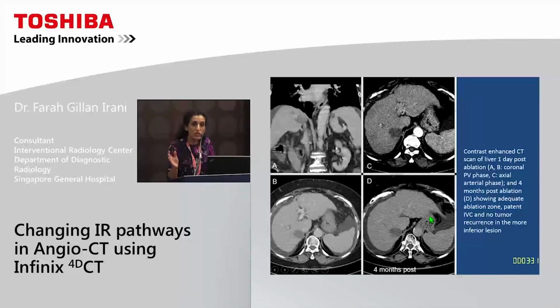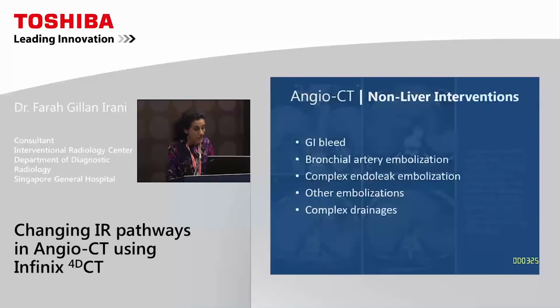So having the angio system and the CT together really improves your ability to do very complex intervention with a great deal of ease. So is it only useful in the liver? No, it's very useful in other areas as well. And we use this CT system a lot to do GI bleeds, to do bronchial artery embolizations, basically to see for spinal artery supply, to do complex endoleak embolizations and other embolization procedures, and also to do complex drainages.